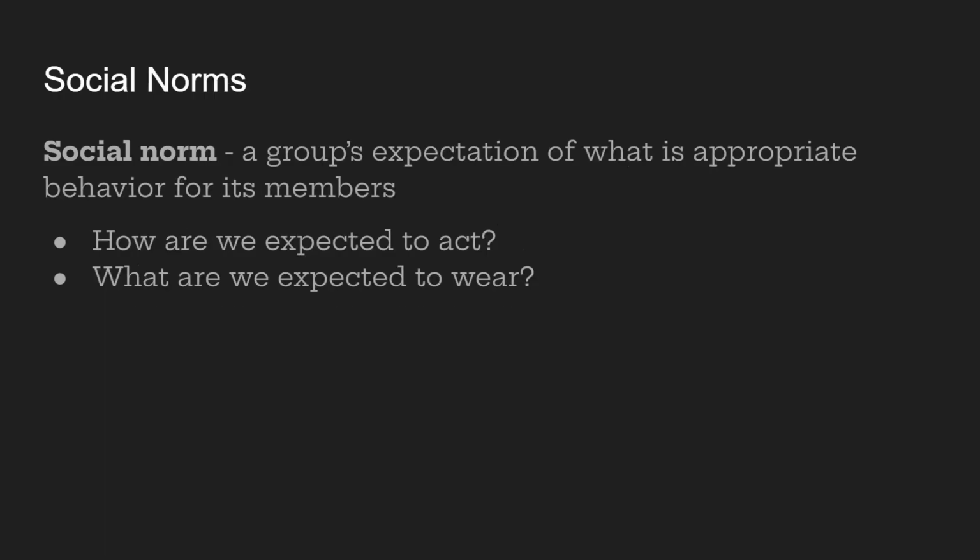A social norm is a group's expectation of what is appropriate behavior for its members. So how are we expected to act and what are we expected to wear? Because one of our roles is student, we're expected to act as learners. We're expected to take notes and try to learn.